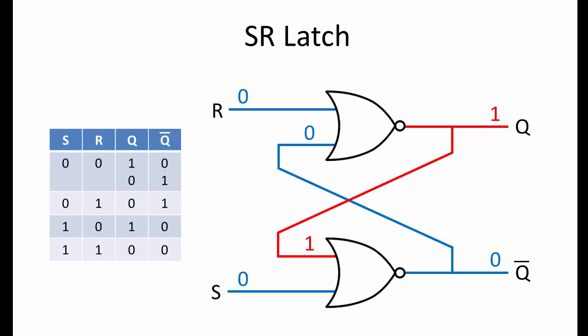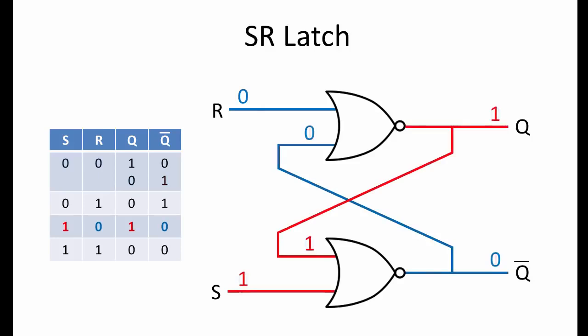The reset pulse is applied. S is 0, R is 1. Output Q is 0 and its inverse, not Q, is 1. The SR latch is storing a 0. The reset pulse is removed. Both S and R are 0 again. Output Q remains at 0 and its inverse remains at 1. The SR latch is still storing a 0.